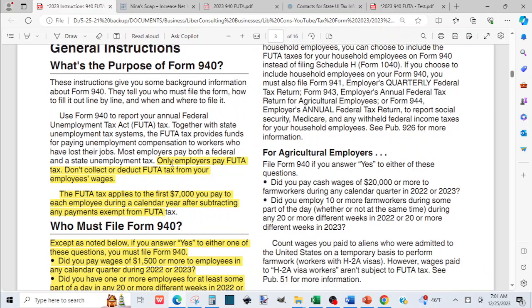Okay, so only employers pay FUTA tax. So you do not withhold that on employees' wages, and the FUTA tax applies to the first $7,000 you pay to each employee during a calendar year. Again, it's very important: calendar year, after subtracting any payment exempt from FUTA tax, is important too. So fringe benefits and all that, when you subtract all of those out, the first $7,000 is what you will collect FUTA tax on.